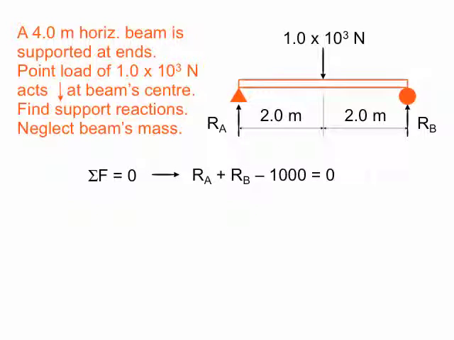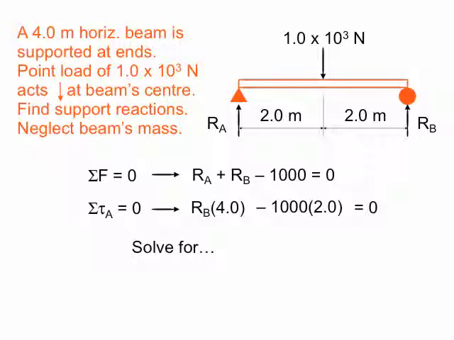Okay? So therefore, the sum of the reaction forces minus 1,000 must be 0, which means they've got to add up to 1,000, which of course will work. So the sum of the torque on A has to be 0. So you get RB times 4 minus 1,000 times 2 has to equal 0.